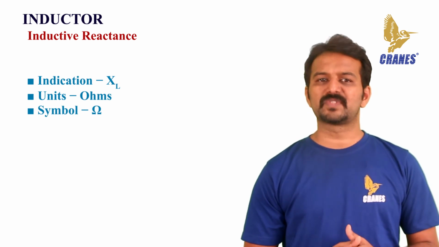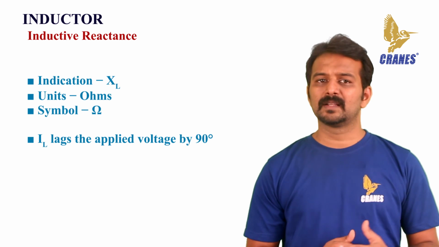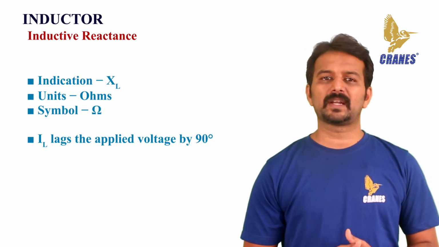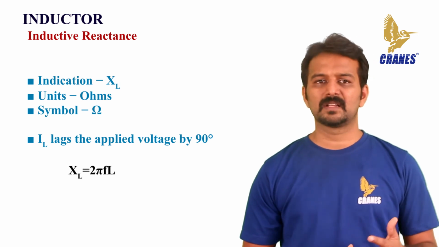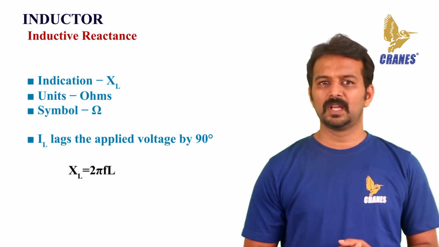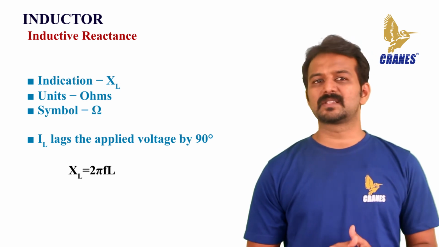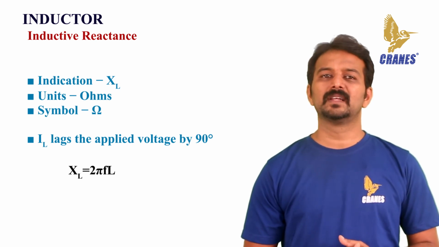In a purely inductive circuit, the current IL lags the applied voltage by 90 degrees. Inductive reactance is calculated by XL equal to 2 pi FL, where F is the frequency of the signal. Hence, inductive reactance is a function of the frequency and the inductance.